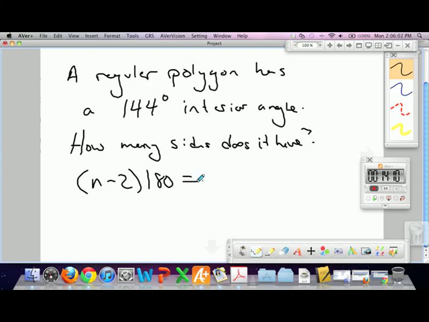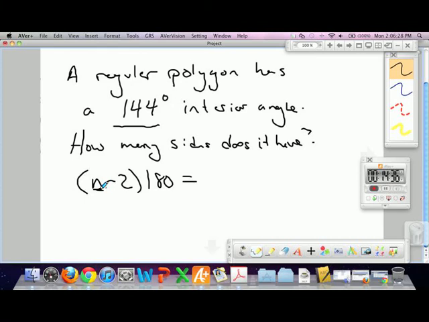144. Okay? How many angles are we going to have? We don't know. But what's the expression that would tell us? If you have a triangle that has 3 sides, how many interior angles does it have? 3. A quadrilateral has 4 sides, how many interior angles does it have? So the number of sides equals the number of interior angles.